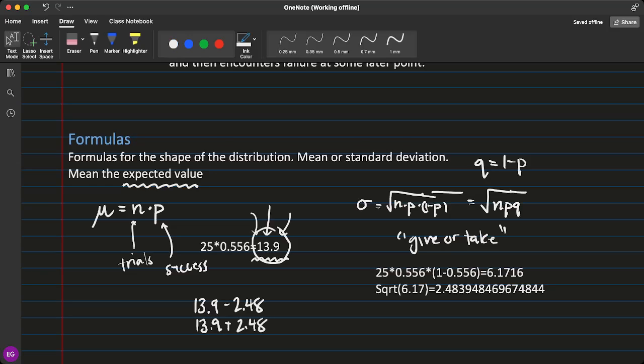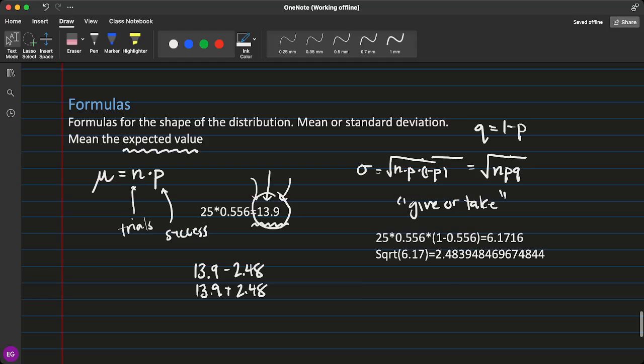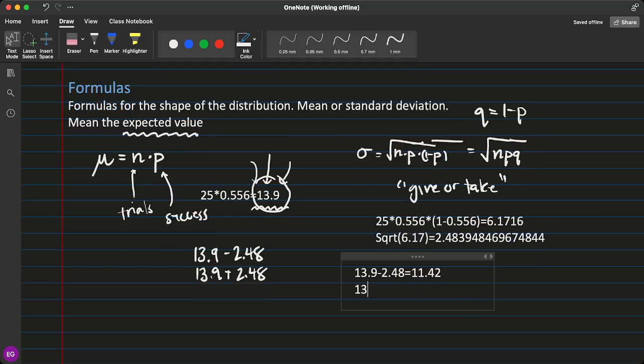So let's calculate those numbers. 13.9 minus 2.48, 13.9 plus 2.48. Okay, so what this is telling you is that given the binomial distribution, if it accurately models the number of successes out of 25 trials, you would expect to see crews have somewhere between 11 to 16 or so successes, right? So you would expect a majority of your crews to make it to the 16 mark.